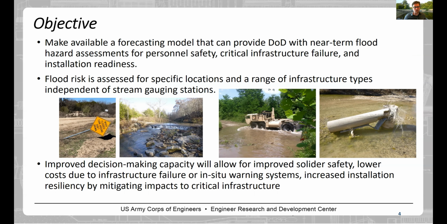The overall goal is to improve the decision-making capability of a military installation to allow for improved soldier safety and hopefully reduce the costs due to infrastructure failure or the need for on-site warning systems, such as a gauge station. So by giving the military installation a warning, hopefully several days in advance, those installations will be able to take mitigating actions ahead of time to improve personnel safety and also reduce the chances of infrastructure failure or damage.